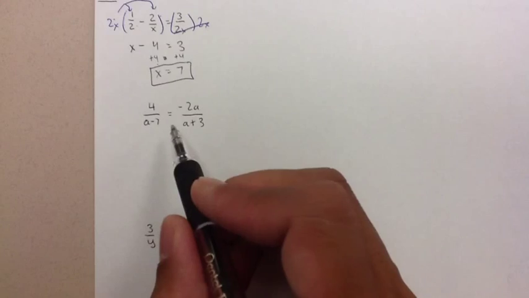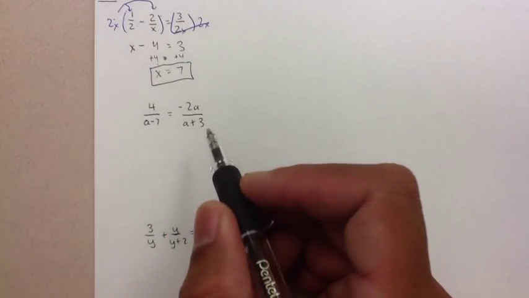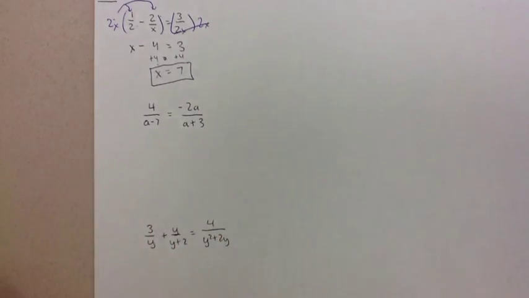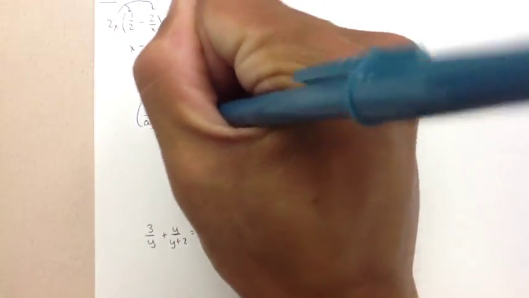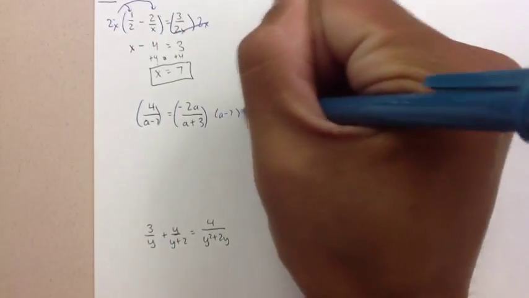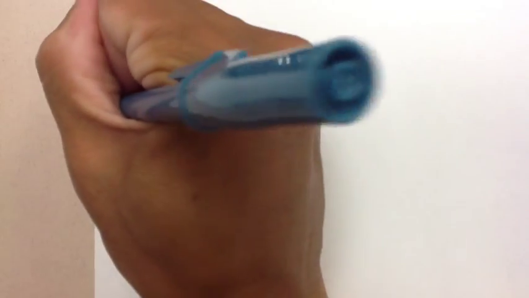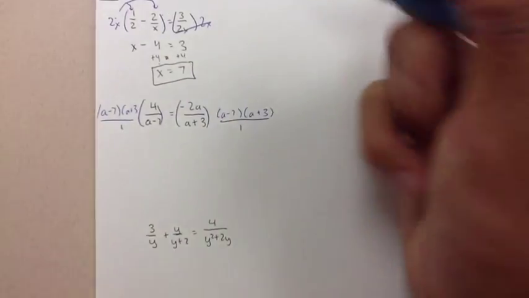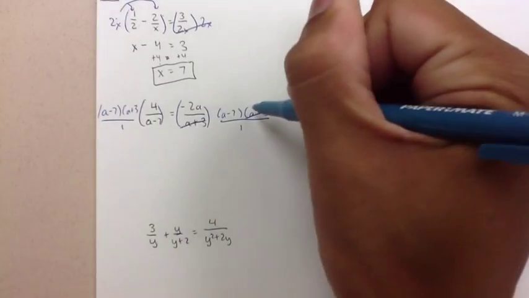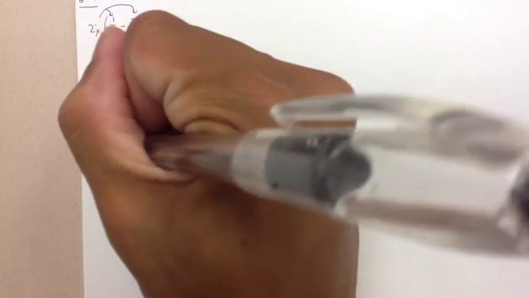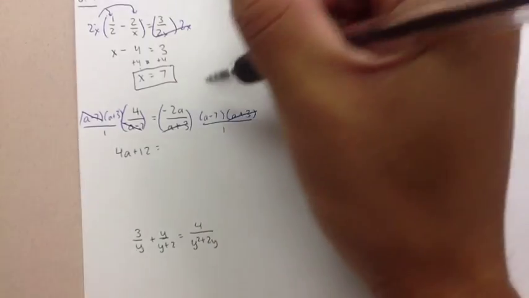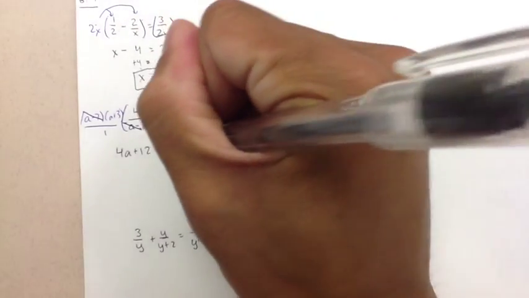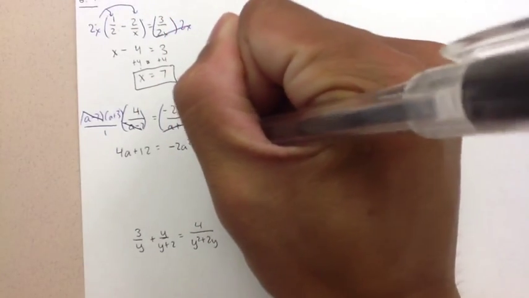Next, if you have 4 over a minus 7, negative 2a over a plus 3, there's nothing in common with them, but we can still use the same principle that we used before and multiply by the common denominator. In this case, the common denominator is both of these things together, a minus 7 times a plus 3. That way the a plus 3's cancel, and I can cancel the a minus 7's because these are all multiplying. I just have 4 times a plus 3, which is 4a plus 12, and the negative 2a times a minus 7, which is negative 2a squared plus 14a.